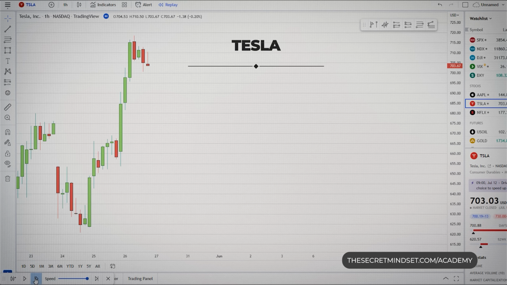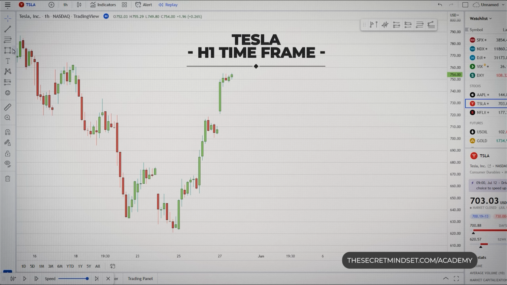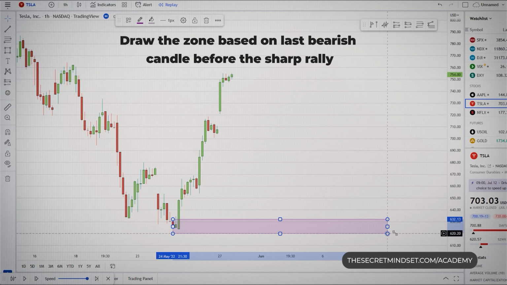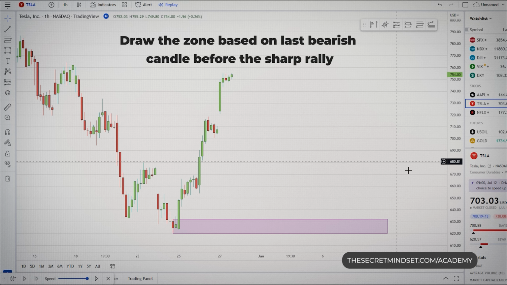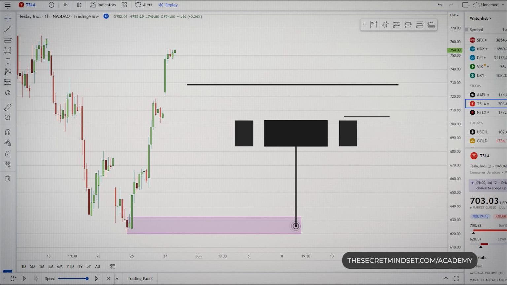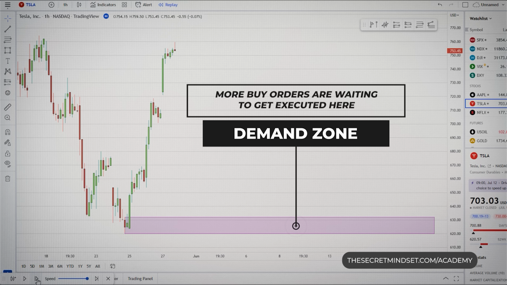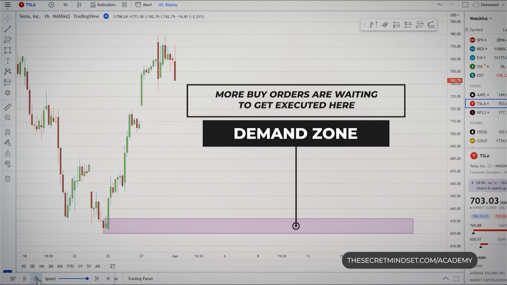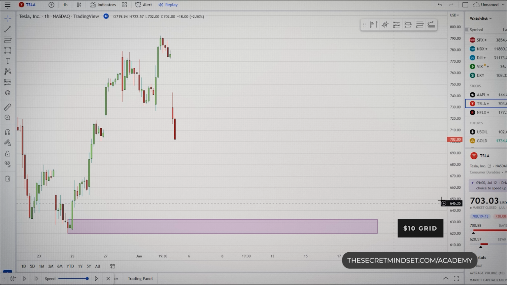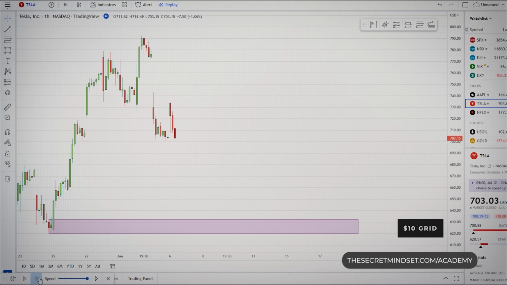Let's move to stock market. Tesla. On the hourly time frame, we find the potential demand zone. We draw the zone based on the last bearish candle before the sharp rally. Now, we'll keep an eye on the future price movements to see if it retraces back to this demand level, because in theory, there should be many buy orders waiting to get executed here. I set a $10 grid on this market and observe that our demand zone includes 2 round numbers.